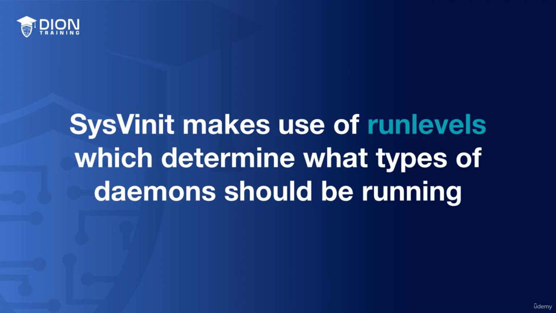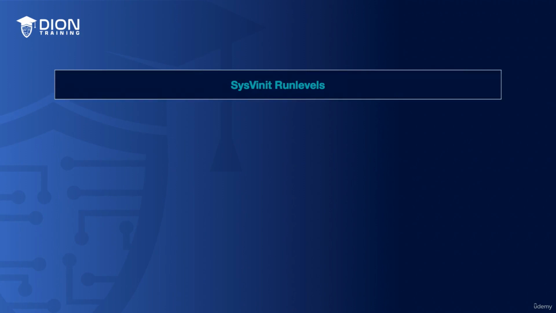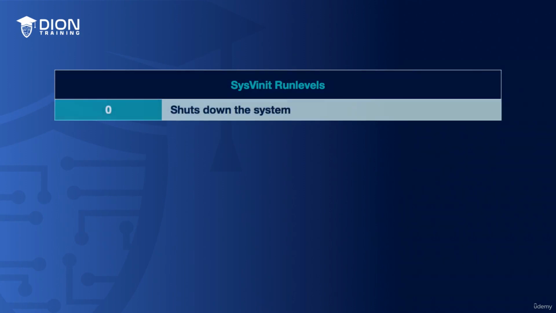They control the state of the operating system in much the same way that systemd targets are going to be used, and they're going to determine what type of daemons should be running in order to create a specific type of environment for you. In fact, the systemd targets were actually created to map the existing run levels. When we use something like run level 0, this shuts down the system.